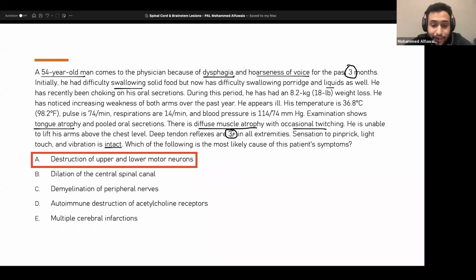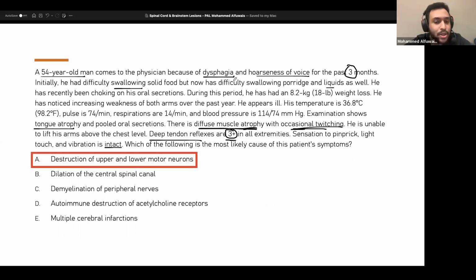Is it an upper motor neuron lesion? Yes. Why? Because you have deep tendon reflexes, which is hyperreflexia. Again, the normal is +2. Anything above it is hyperreflexia. So deep tendon reflexes are 3+, meaning it's hyperreflexia, upper motor neuron lesion. Is it a lower motor neuron lesion? Yes, it is, because you have diffuse muscular atrophy with occasional twitching. The occasional twitching is the muscle fasciculations I told you happens with a flaccid process. So you have atrophy because of the flaccid process or because of the denervation of the muscle. So you'll have lower motor neuron plus an upper motor neuron.